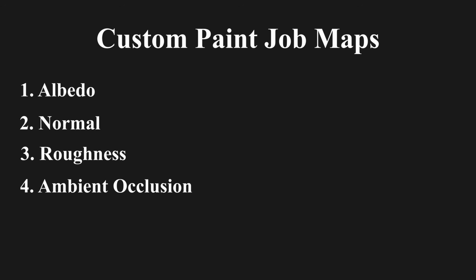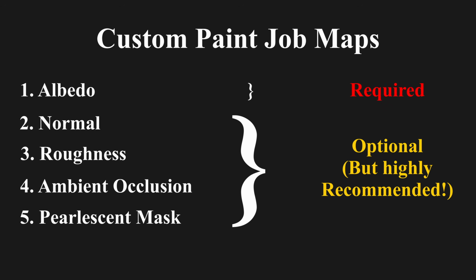For the custom paint job, we can add 5 image maps: an albedo map, a normal map, a roughness map, an ambient occlusion map, and a pearlescent mask. Of all these maps, only the albedo is a must and the rest are optional. However, unless your skin is a purely painted skin, I very strongly suggest that you at least add a normal and a roughness maps to your skin. Otherwise, it will look very dull and unconvincing.